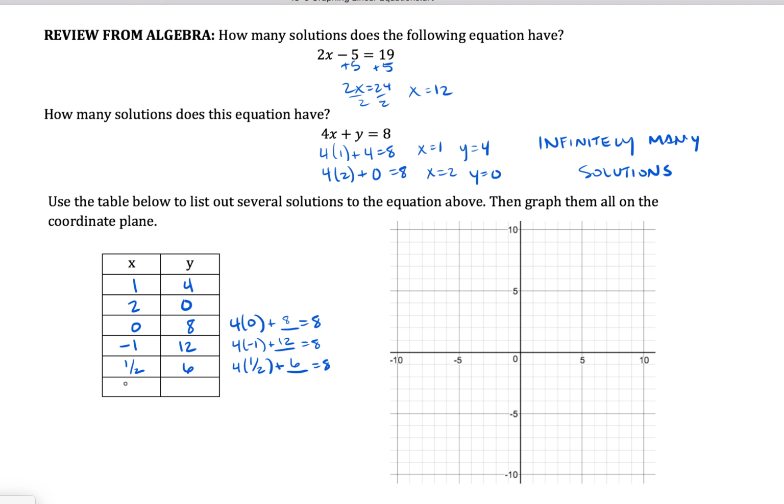What if I tried another fraction? What if I tried a 1/4? 4 times 1/4 plus what would give me 8?